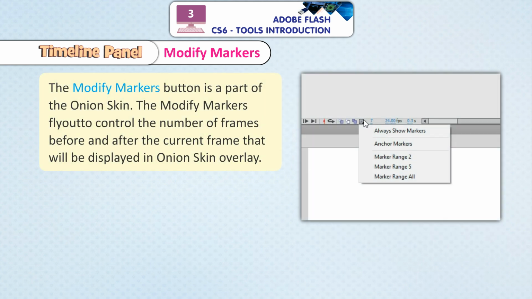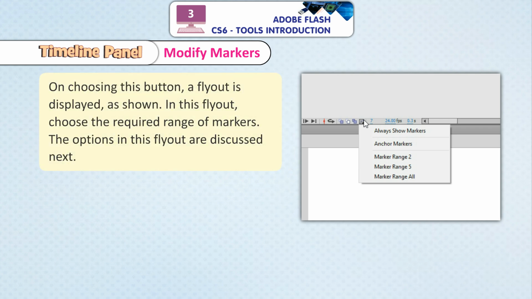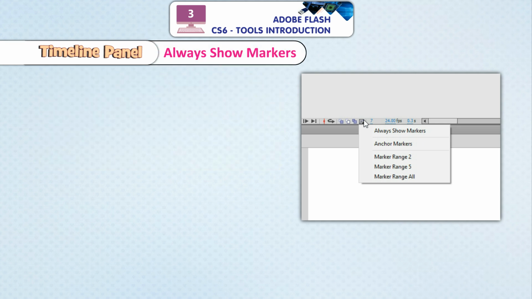Modify Markers. The Modify Markers button is a part of the onion skin. The Modify Markers flyout controls the number of frames before and after the current frame that will be displayed in the onion skin overlay. On choosing this button, a flyout is displayed as shown. In this flyout, choose the required range of markers. The options in this flyout are discussed next.